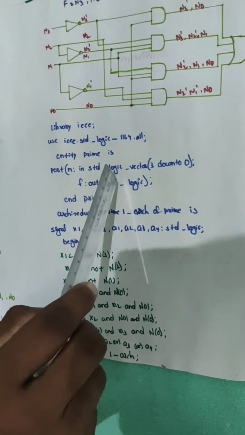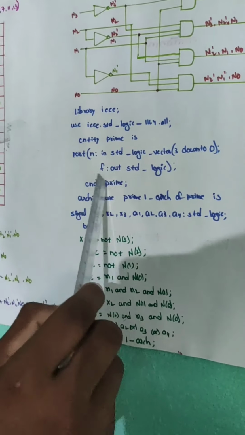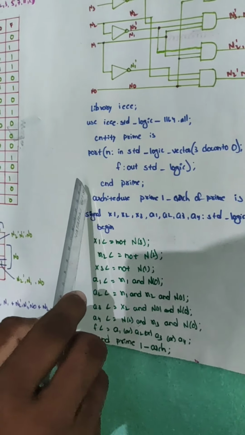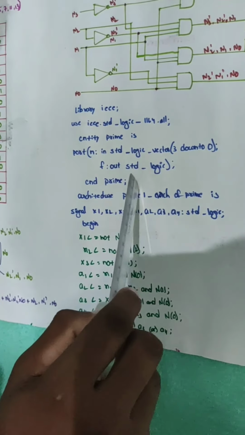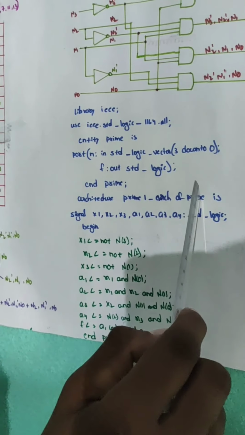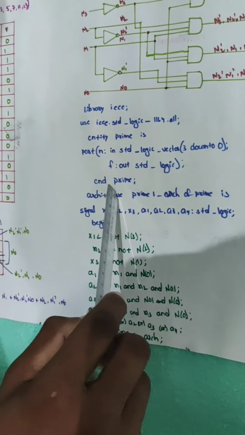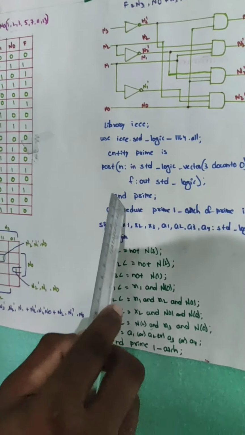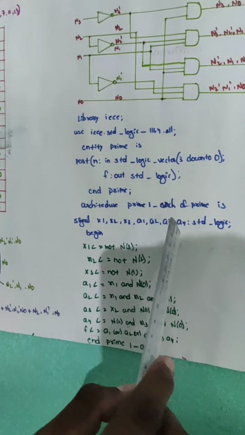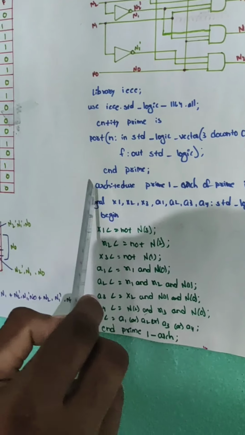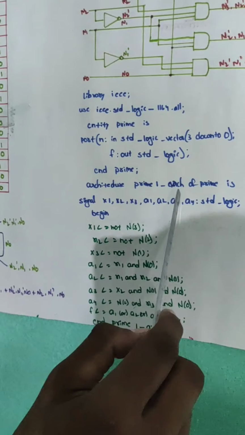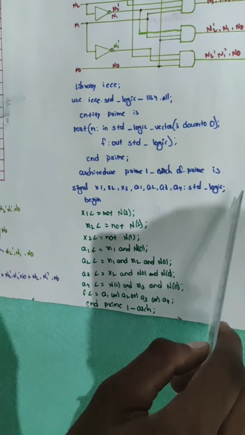F is output, std_logic, end prime. Here end entity name. Architecture name of architecture of entity name is, here architecture prime_1 of arc of prime is. The signal declarations are given here: signal x1, x2, x3, a1, a2, a3, a4 : std_logic.